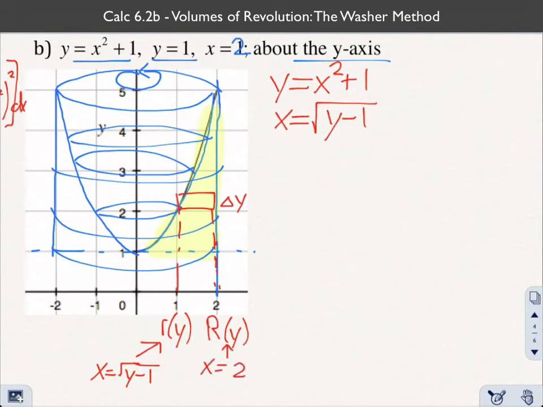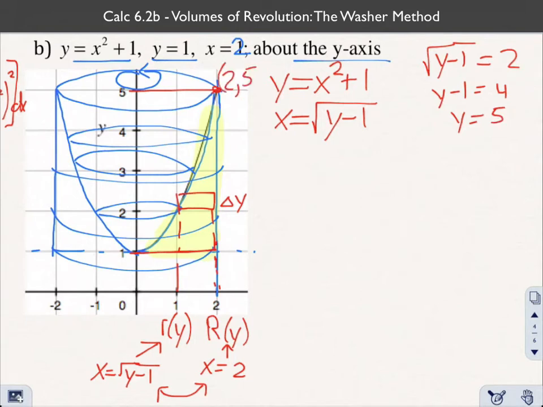Okay, so to find our interval now, it's going to be from here all the way up to where they intersect. So we do need to find where they intersect, and that's going to be where these two equations are equal to each other. So where does the square root of y minus 1 equal 2? Well, we'll square both sides and then add 1, so y would equal 5. So it is at the point (2, 5). Visually it looks like that. So our limits of integration are going to go from 1 up to 5.